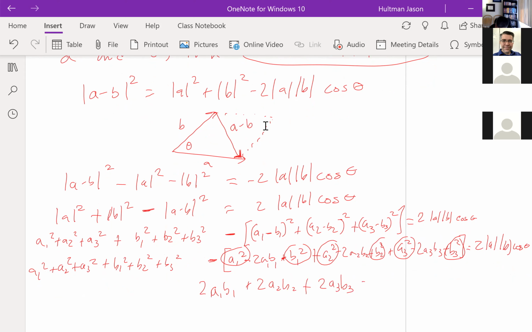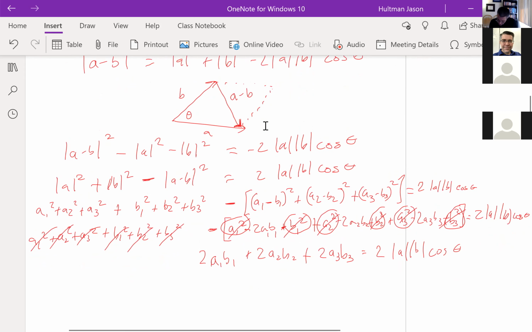Right? That equals 2ab cosine of theta. Now, why am I getting rid of all this stuff? Isn't that going to cancel? Oh yeah, that's going to cancel. That's kind of cool. So what happens if I divide by 2?